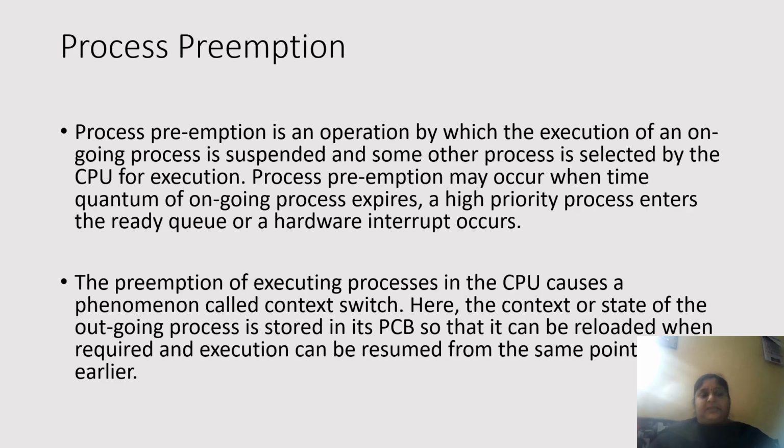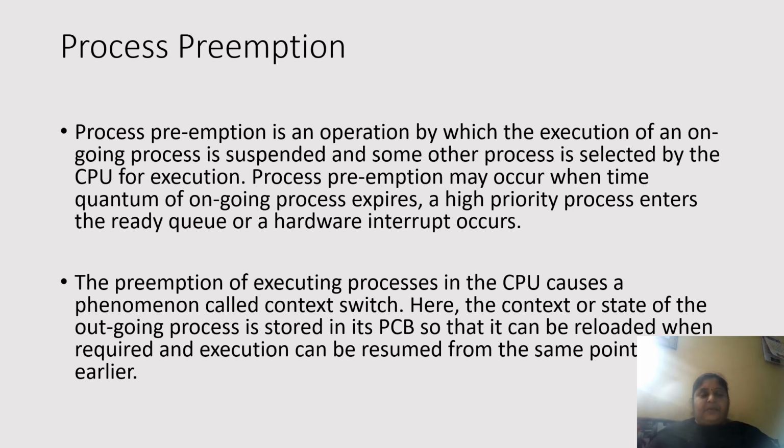Next state is process preemption. Process preemption means the process is interrupted. Process preemption is an operation by which the execution of an ongoing process is suspended and some other process is selected by the CPU for execution. Process preemption may occur when the time quantum of an ongoing process expires, a higher priority process enters the ready queue, or a hardware interrupt occurs.